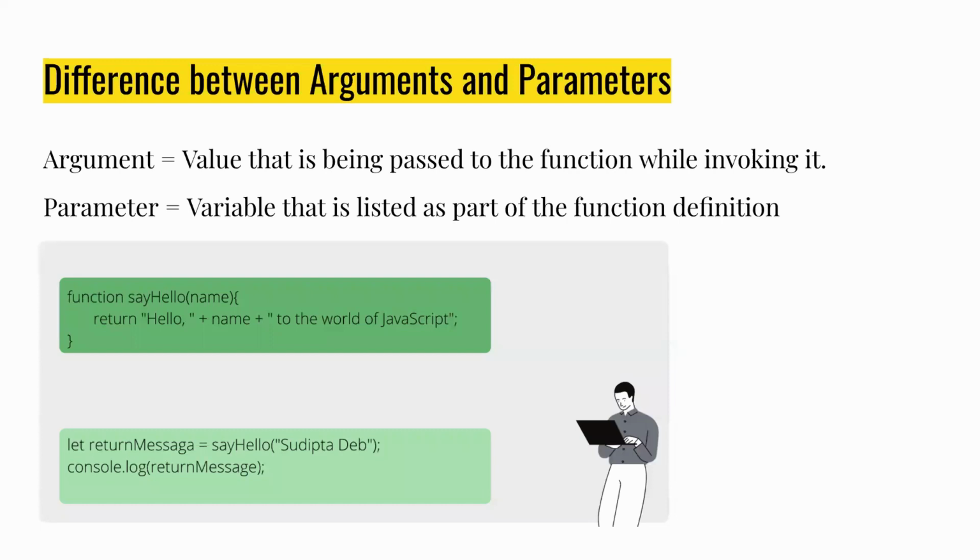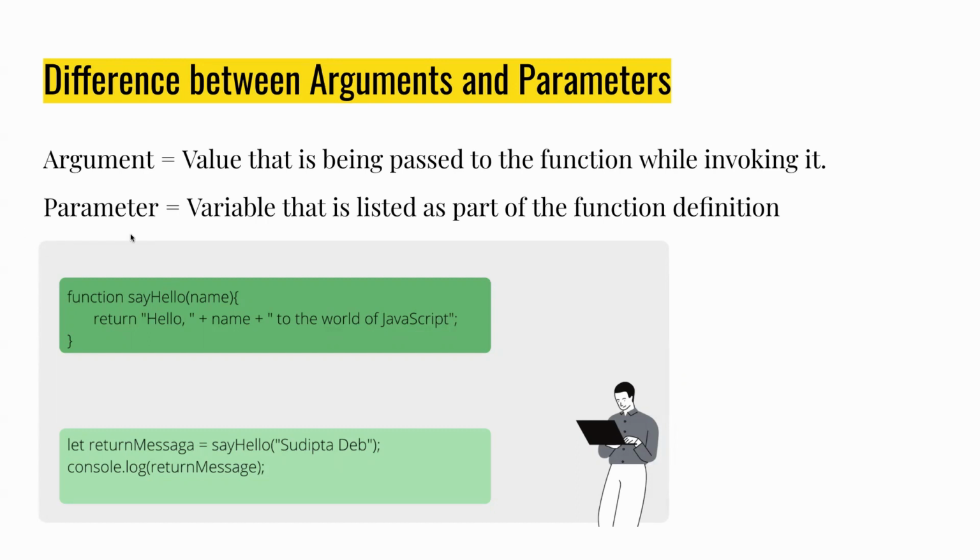So now let's understand the difference between arguments and parameters. These are the two words you will hear very frequently when you are dealing with JavaScript or any programming language, right? So it's very important to understand the differences between arguments and parameters. So what is an argument? An argument is a value that is being passed to the function when we are invoking that function, right? And a parameter is a variable that is listed as part of the function definition.